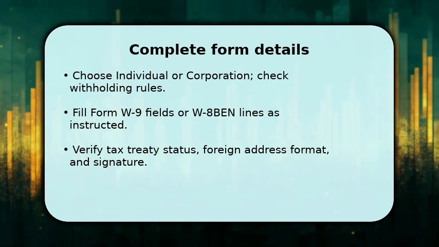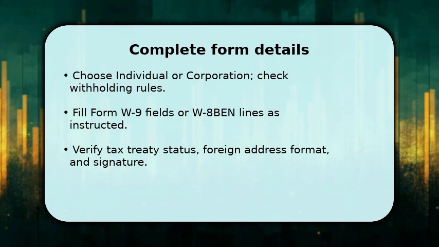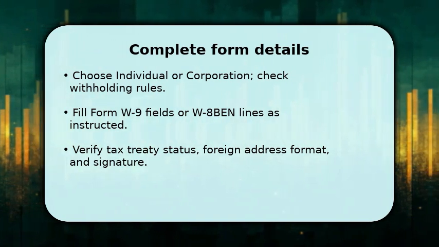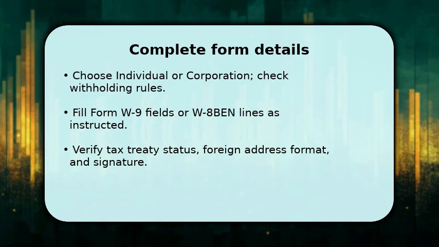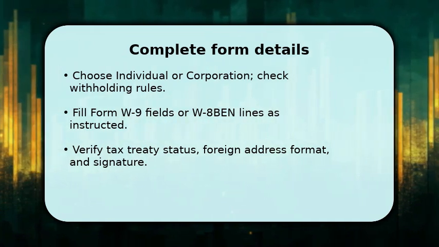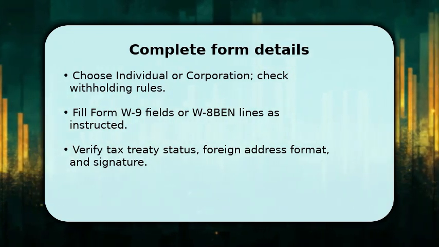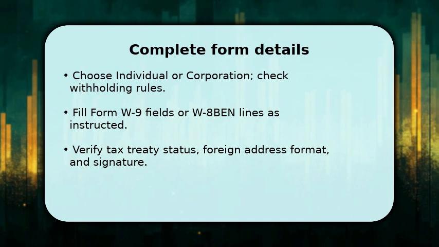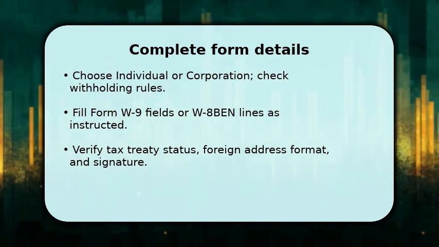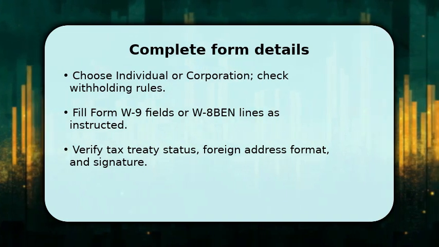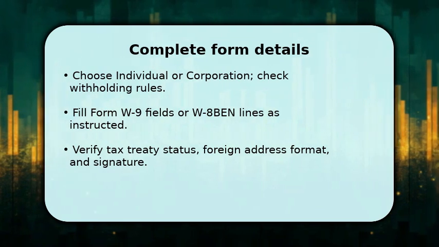Next, you complete the form-specific fields. Choose individual versus corporation and follow the prompts for W9 U.S. or W8 Ben non-U.S. Enter exact names, business names if any, and the appropriate taxpayer ID numbers. Carefully read withholding instructions. If you qualify for a tax treaty rate, declare it and supply the required country and article. Sign electronically where prompted, and double-check line entries, because Amazon performs automated validation that can reject minor mismatches.